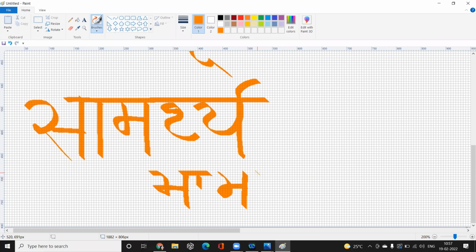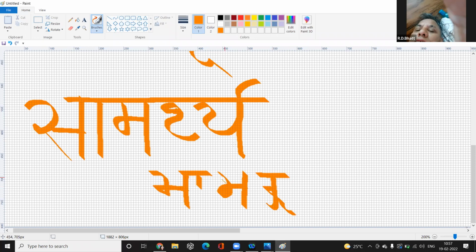So as discussed earlier, if the ra sound is coming before, it would be written before, unlike what we have seen in Devanagari, where it is written on the top. Here, this ra would come here. Then the sound of this tha comes, so tha would be written below. Now at the end, the sound of ya is coming.